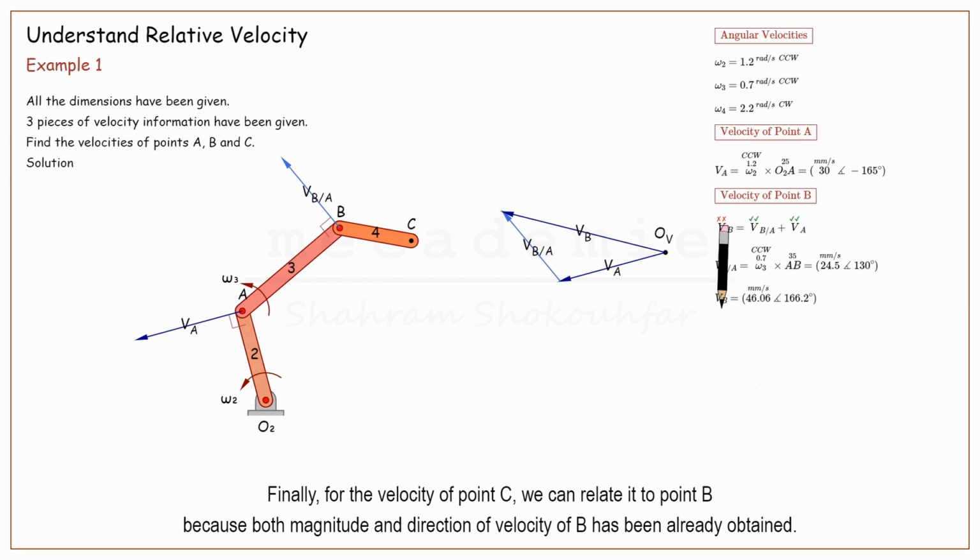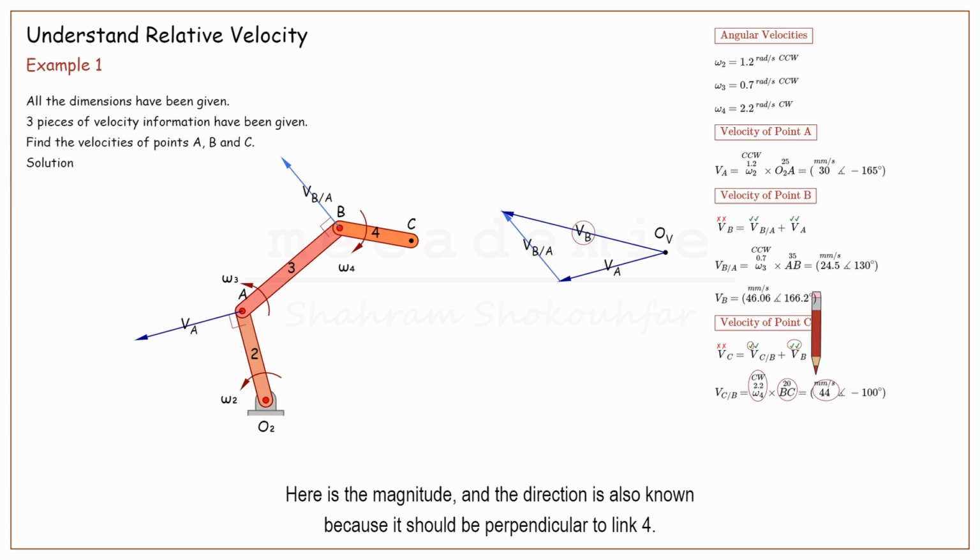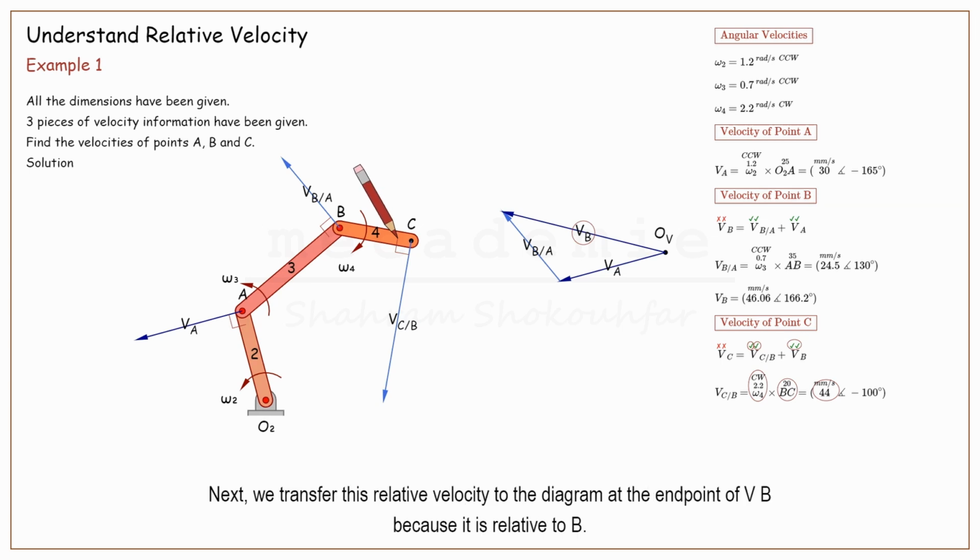Finally, for the velocity of point C, we can relate it to point B because both magnitude and direction of velocity of B has been already obtained. Since the angular velocity of link 4 has been given as omega 4, the magnitude of velocity of C with respect to B can be written as omega 4 times BC. Here is the magnitude, and the direction is also known because it should be perpendicular to link 4. Next, we transfer this relative velocity to the diagram at the endpoint of VB because it is relative to B.